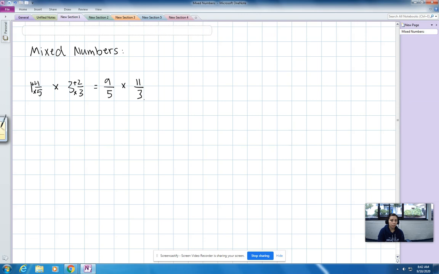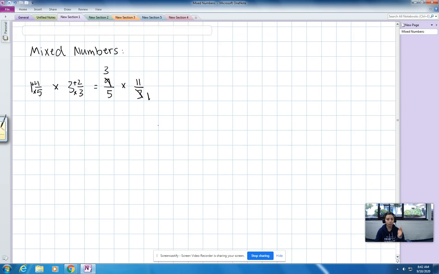What's the biggest thing that goes into 3 and 9? That would be 3. 9 divided by 3 is 3. 3 divided by 3 is 1. Now I look at the 5 and 11. Those ones cannot be cross-canceled. The biggest thing that goes into them is 1.